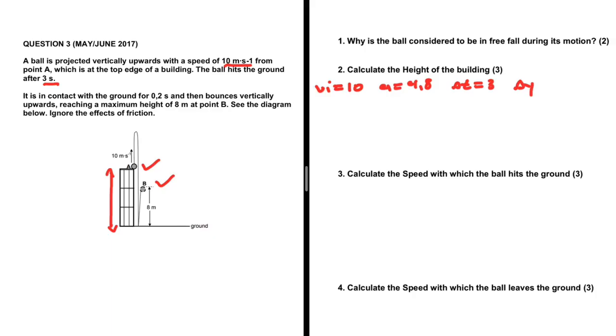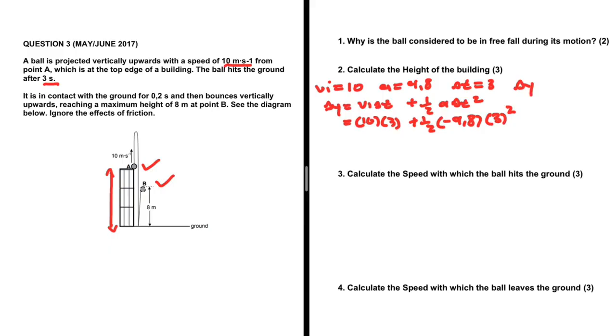Okay, so with these four variables, obviously we can say that delta y is equal to vi delta t plus a half acceleration delta t squared. Let's go ahead and substitute. We take up as positive, so vi will be 10, delta t is 3 seconds, plus a half. The acceleration is minus 9.8 multiplied by 3, and we square that.